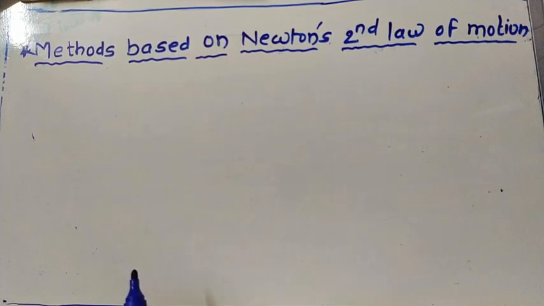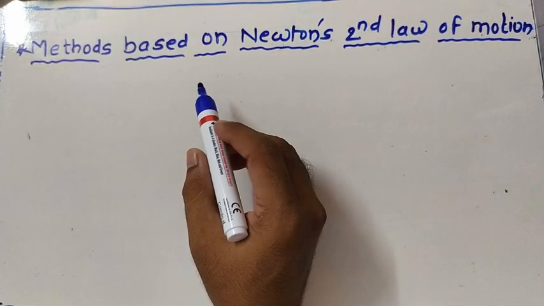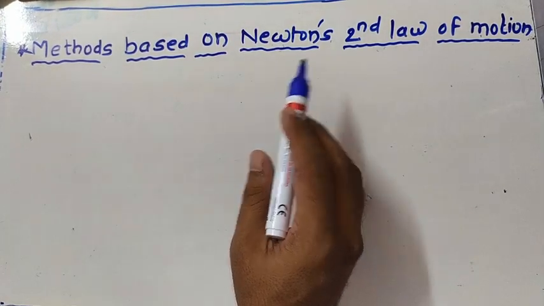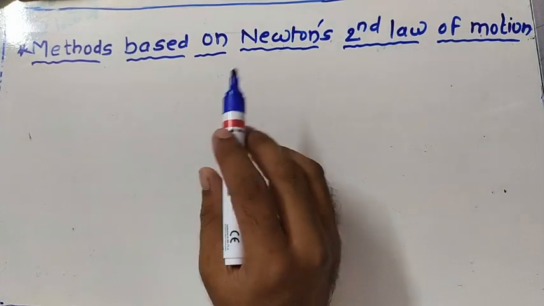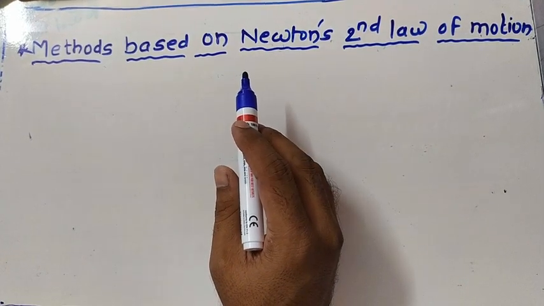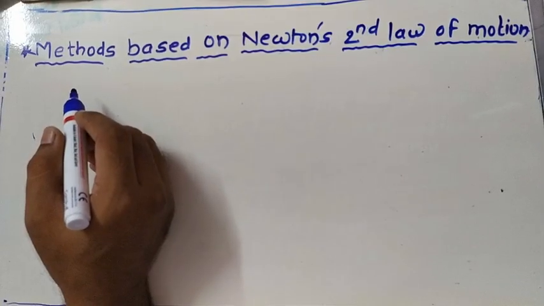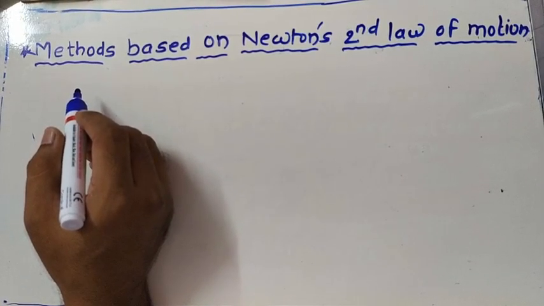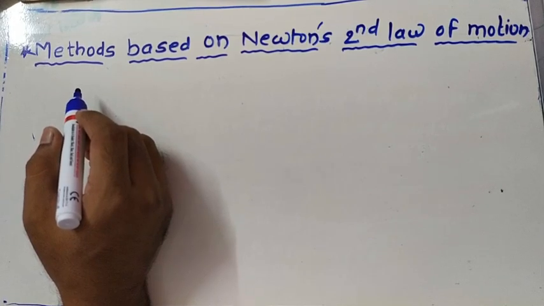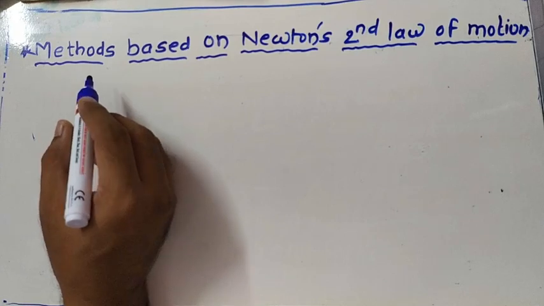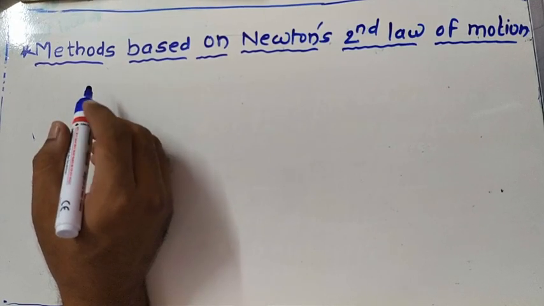Now let us start with the first method, Newton's second law of motion, or method based upon Newton's second law of motion. The differential equation of the motion can be developed by using Newton's second law of motion on the free body diagram of the system. This method states that the accelerating force due to the mass should be equal to the sum of external forces in the given system.